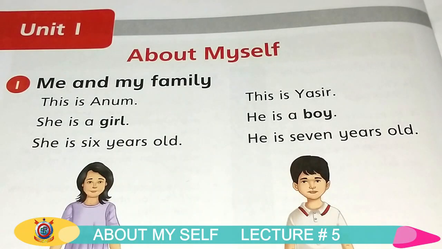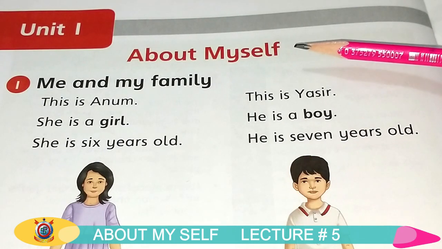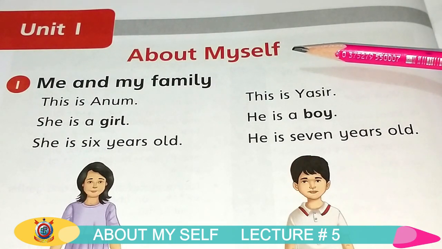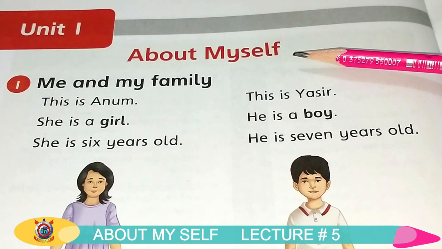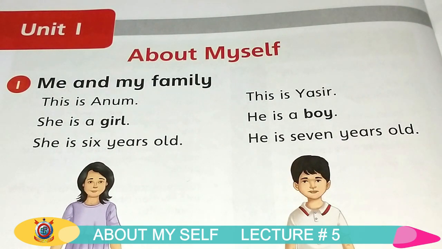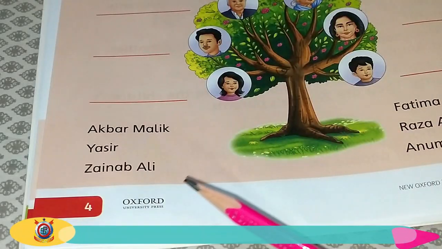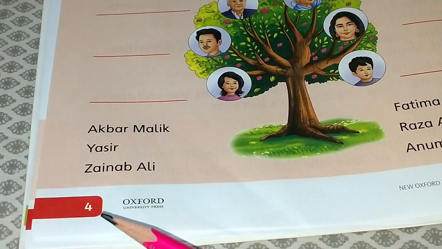Okay, students, we have just completed the reading of our unit about myself. Now we will do the exercises of this unit. For this, you have to come on page 4. Okay, students, this is page 4. All of you open page 4 in your social studies books and grab your pencils.